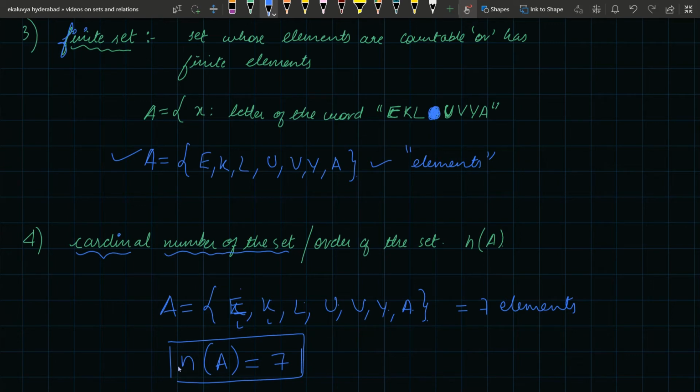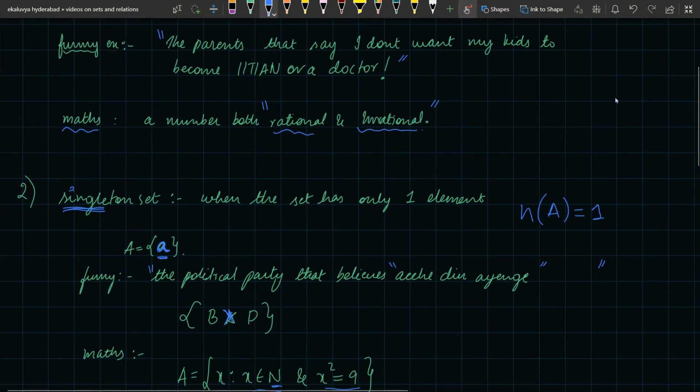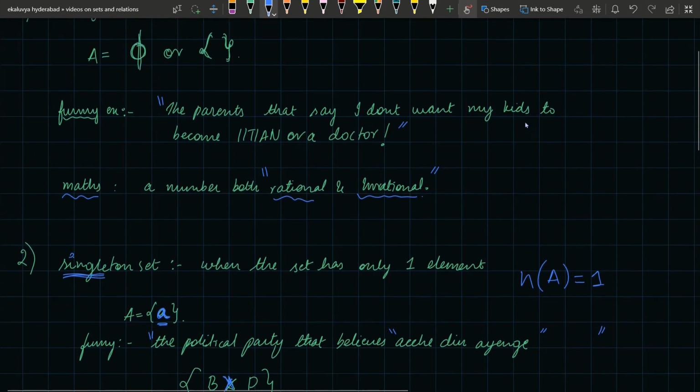So let's understand what the cardinal number of a singleton set is. It will be 1, right? So the cardinal number of a singleton set is always 1. And the cardinal number of the empty set will be 0, right?